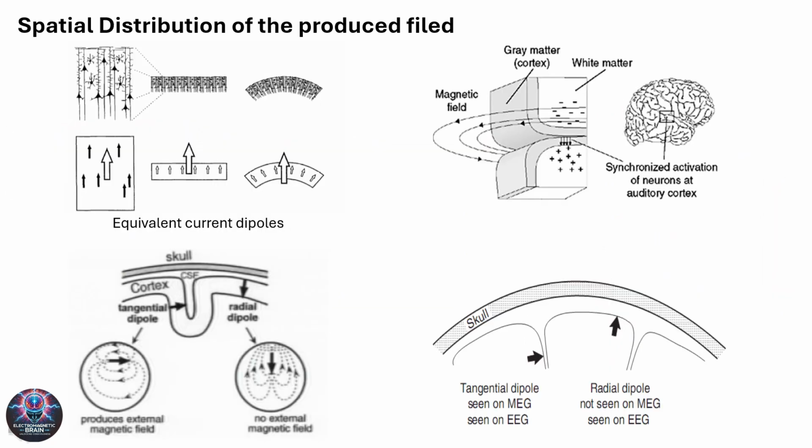In this slide, we are going to discuss the spatial distribution of the produced external fields and their relation to the orientation of the dipoles. As previously mentioned, based on the concept of the equivalent current dipole, the synchronized activation of one part of the cortex can be detected as the external field. These concepts are shown in the top figures of this slide. In addition, their location, orientation, and polarity will define the spatial distribution of the external field. As shown in the bottom figures of the slide, tangential dipoles produce an external magnetic field, but radial dipoles don't create magnetic fields. It means they are not seen in MEG.